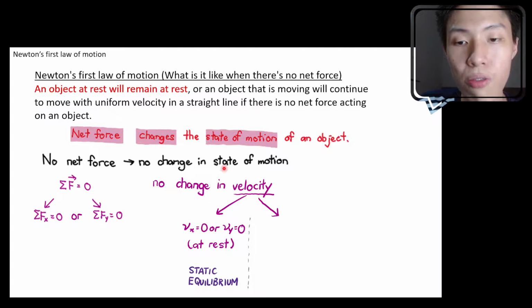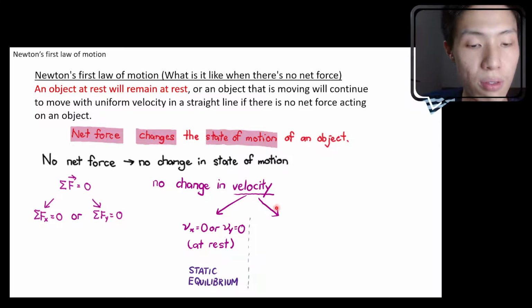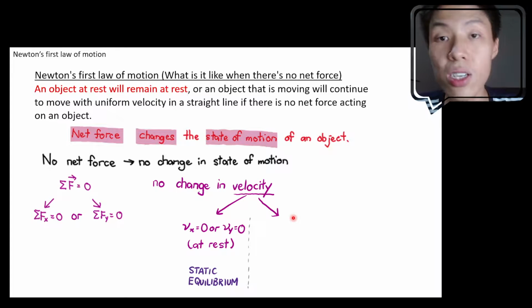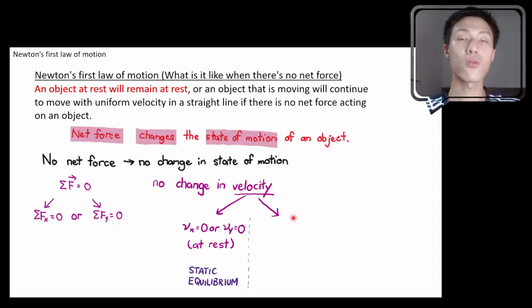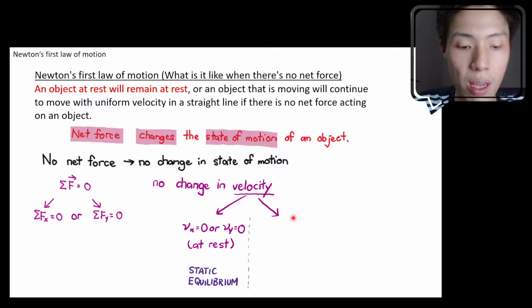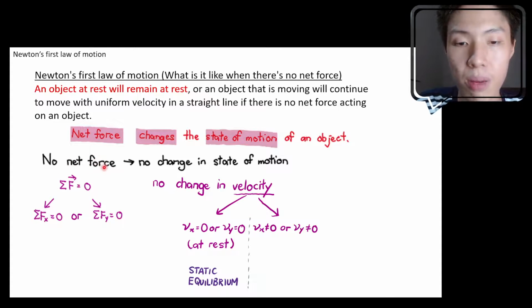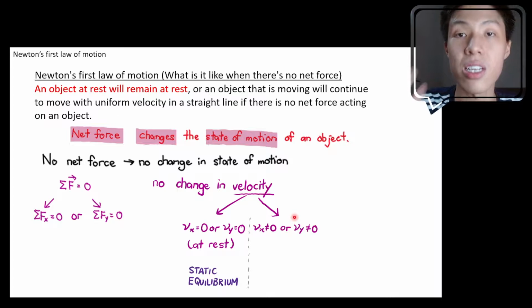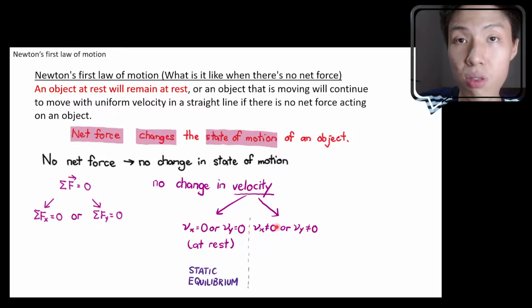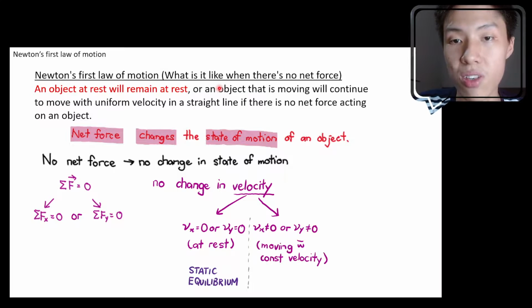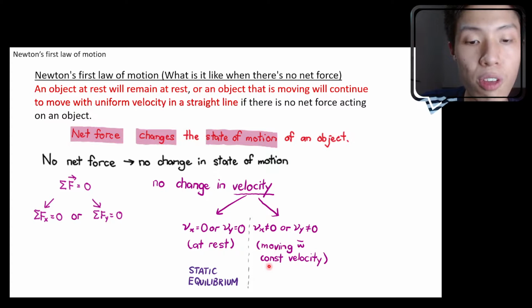The second situation of no change in velocity is if your initial velocity is not 0, if initially you are already moving. Let's say we see an object moving at 5 meters per second to the right. If there is no net force, then it will continue to remain at that same speed in the same direction. This is described in this statement: an object that is moving will continue to move with uniform velocity in a straight line. So it will continue to move with constant velocity.